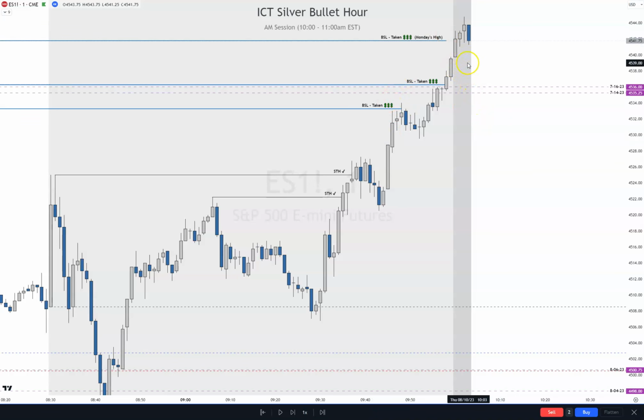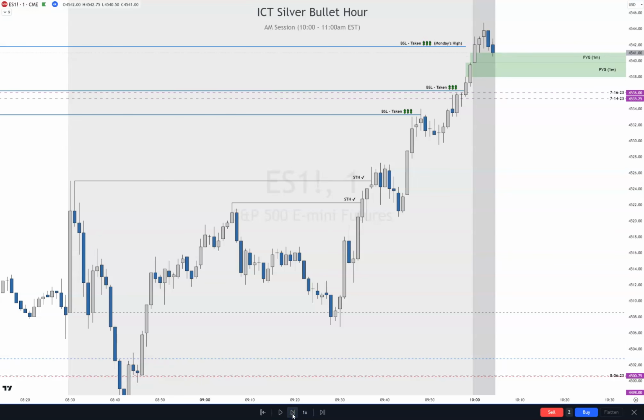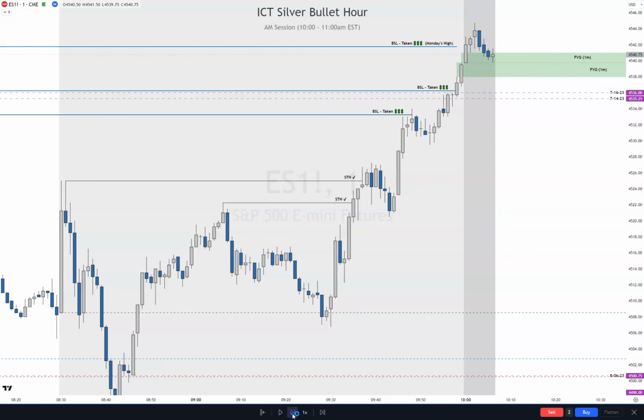Okay, so we have a fair value gap right here and a fair value gap right there. Let's mark those on the chart here, and let's see how it gets respected. Just holding.